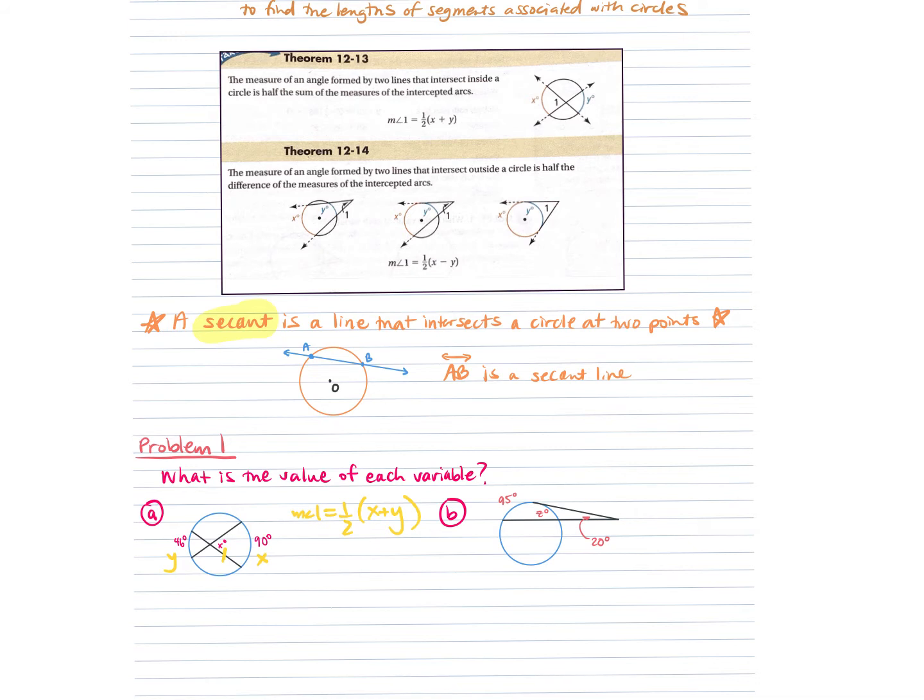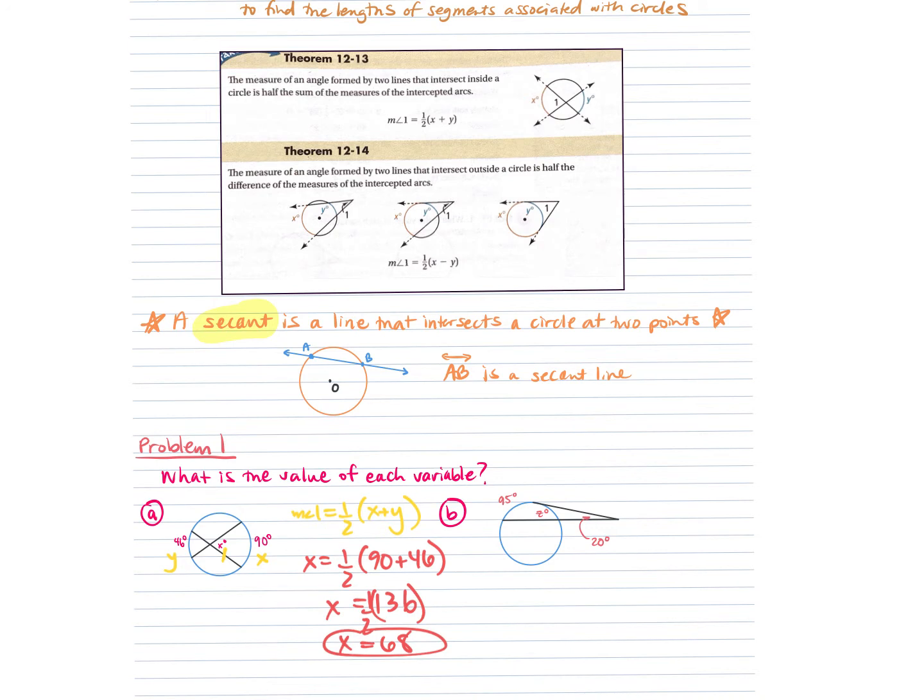And so my measure of 1, that's my x, is 1/2. My x is actually 90, and then my y is 46. It gets a little confusing if the variables are the same, but that's why I like these colors here to help. This is the formula ones, and this is the given ones. And then let's just solve. 90 plus 46 is 136. And then half of that is 68. So x is 68 degrees.